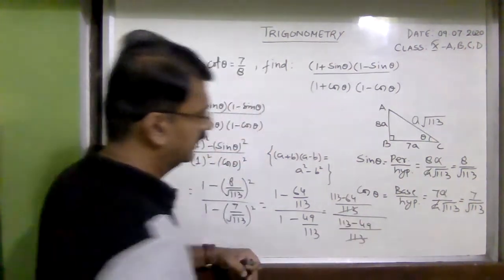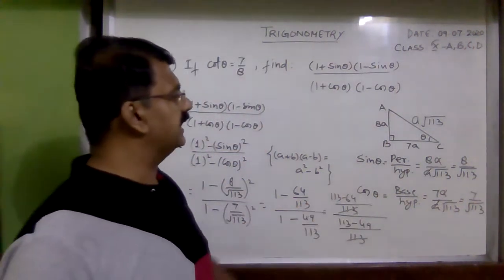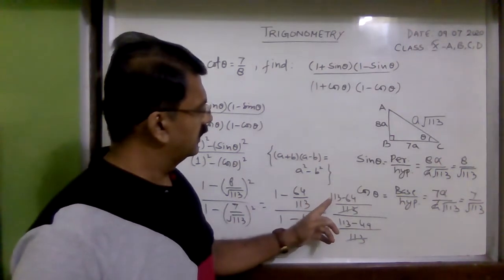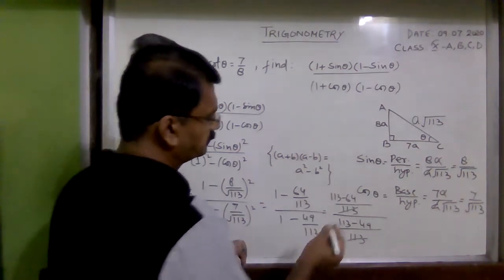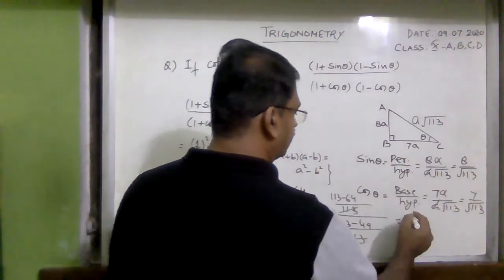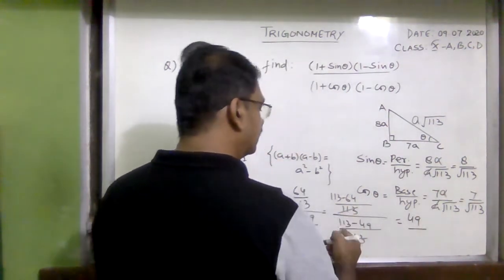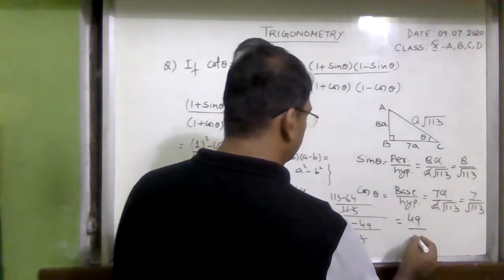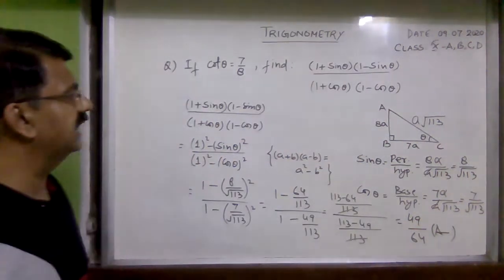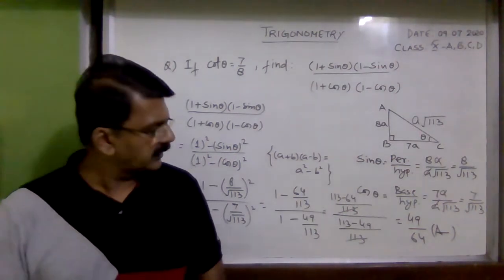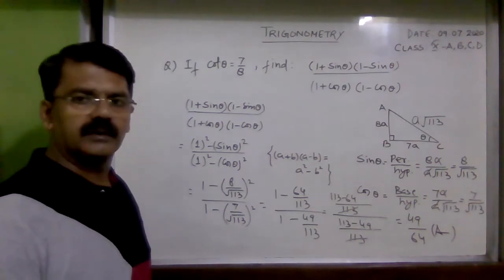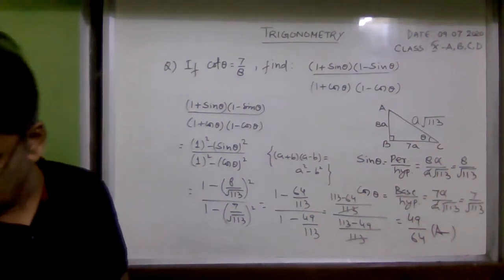This 113 is cancelled. Now 113 minus 64 will give you 49. And 113 minus 49 is 64. So this is your answer. The answer is 49 upon 64. Clear? Okay. So we will move to the next question.